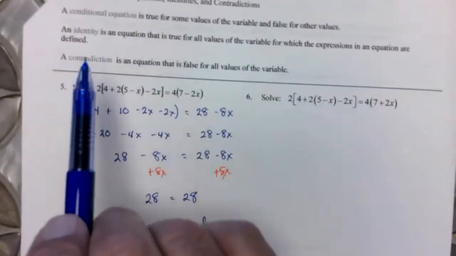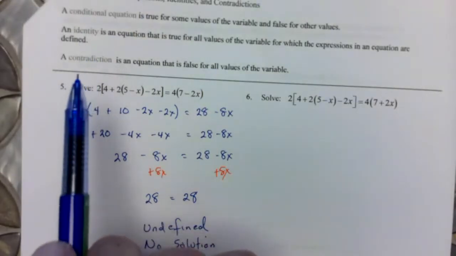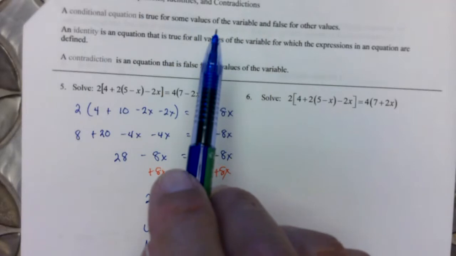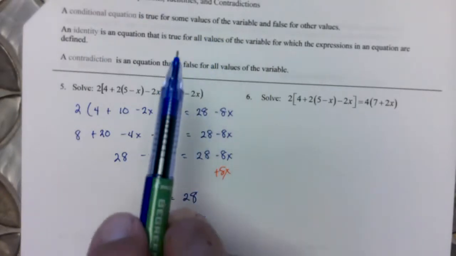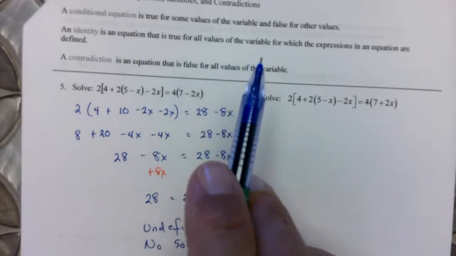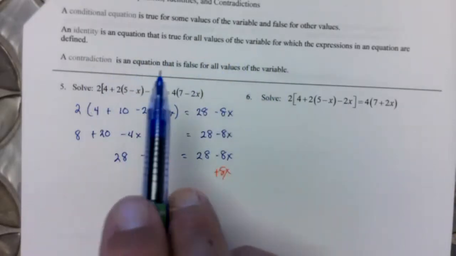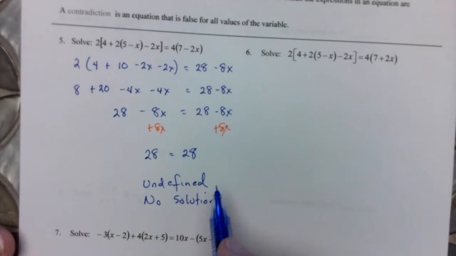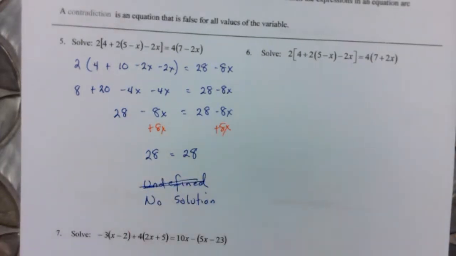And up at the top here with the notes, you start to see there's terms, and you don't really have to memorize these: true for some values, which we just saw before, is an identity, which means it's true for everything, and then a contradiction where it's never true. So undefined, no solution, we're going to use interchangeably for our class. The most common answer would be no solution.